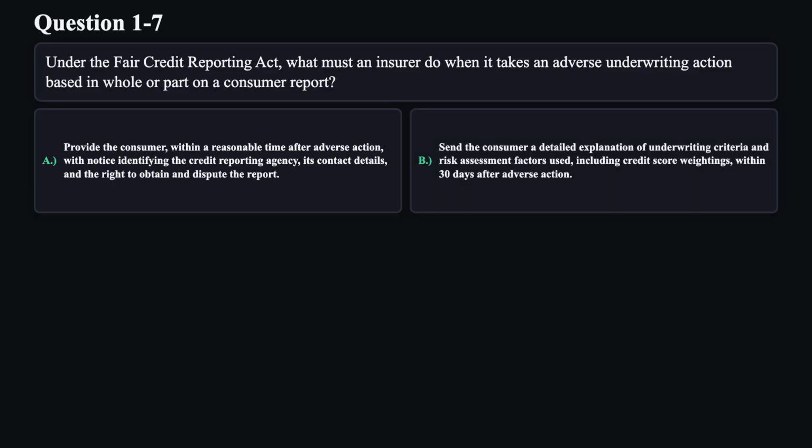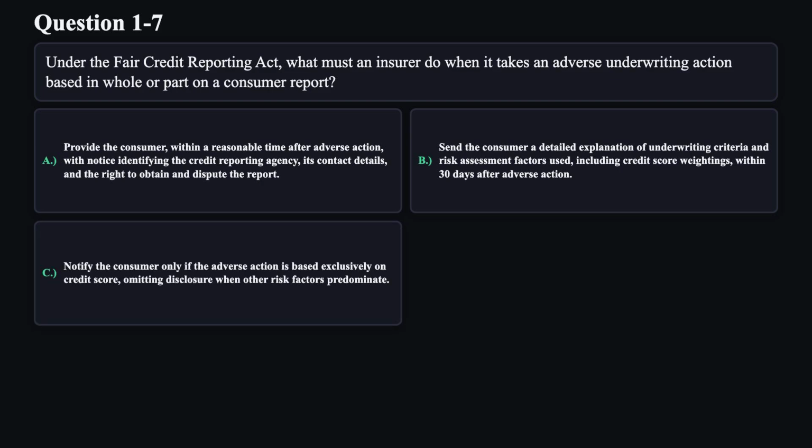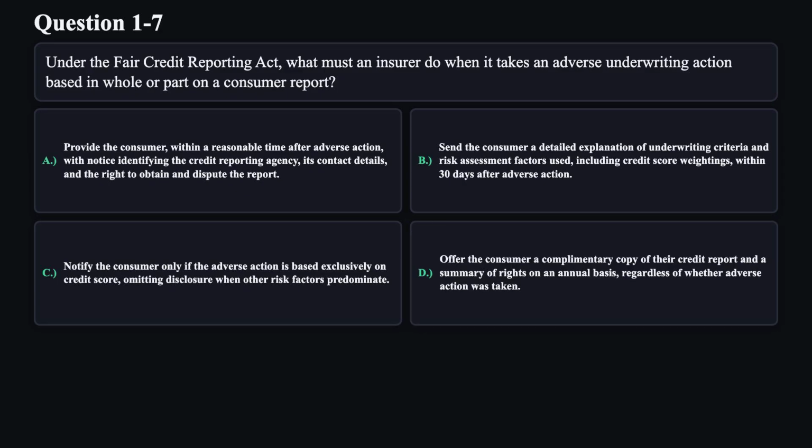B. Send the consumer a detailed explanation of underwriting criteria and risk assessment factors used, including credit score weightings within 30 days after adverse action. C. Notify the consumer only if the adverse action is based exclusively on credit score, omitting disclosure when other risk factors predominate. D. Offer the consumer a complimentary copy of their credit report and a summary of rights on an annual basis, regardless of whether adverse action was taken.